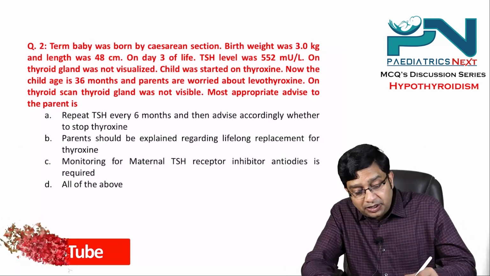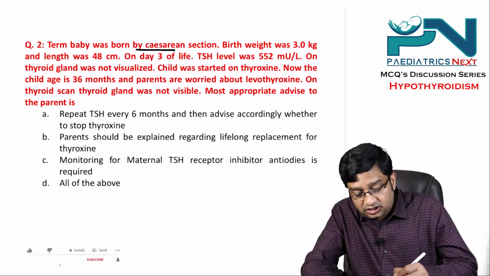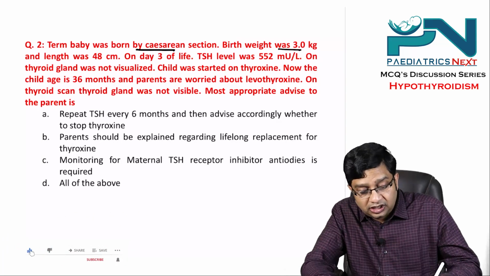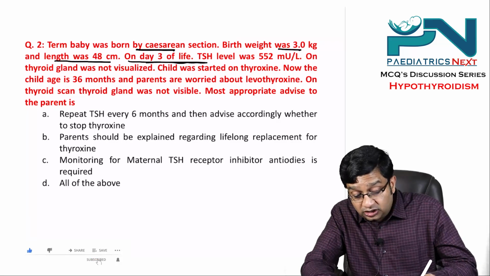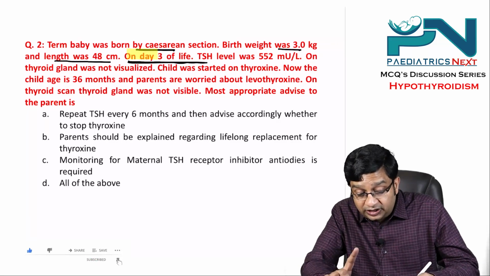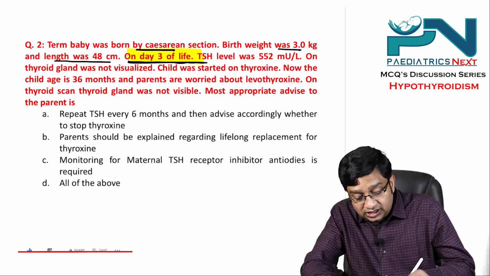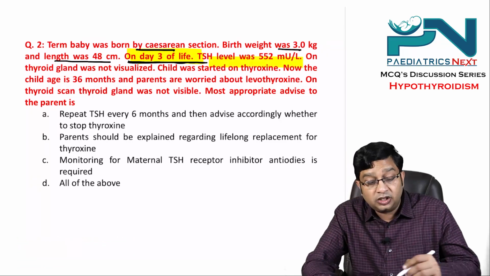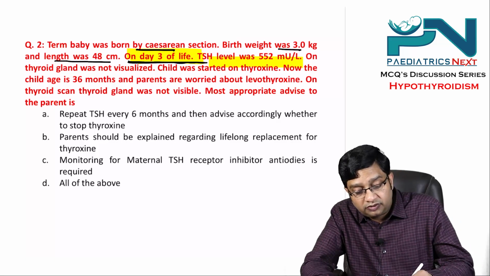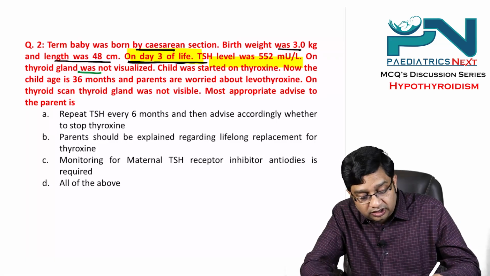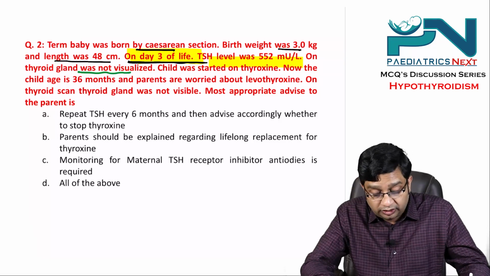Second, a term baby was born by caesarean section. Birth weight 3 kg, length was 48 centimeters. On day 3 of life, now you see here day 3, the time of TSH surge has gone. TSH level was 552. On inspection, on visualization, the thyroid gland was not visualized. Thyroid gland is not seen at all. The child was started on thyroxine.